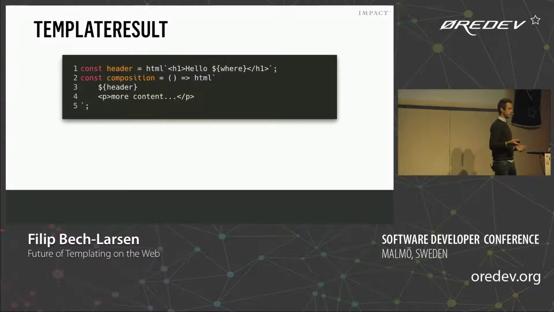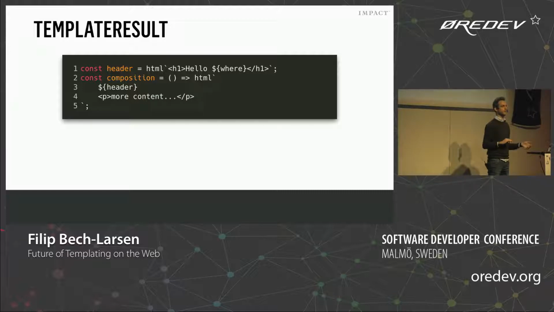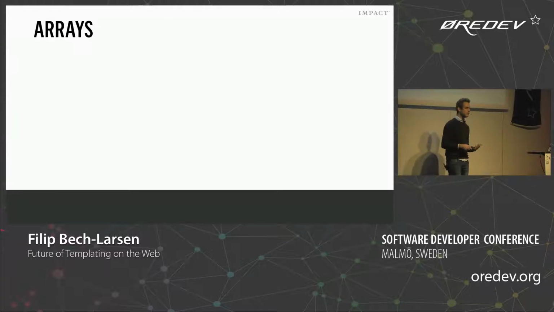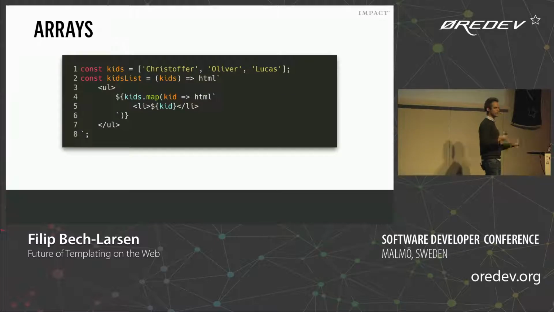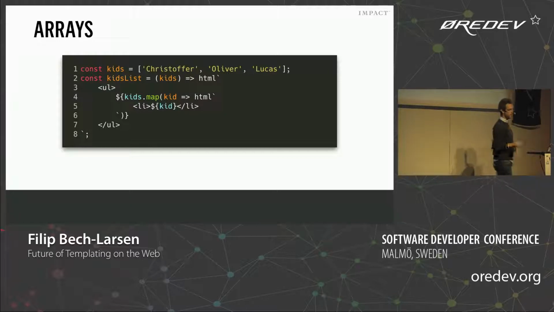And then it can handle template results. If we want to do composition, we can have the header in one file and the footer in another file, and we can import those, and we can put template results inside of our template literal. Then we can handle arrays. Arrays in themselves don't really make sense, but when you combine them with the composition story, we have something that looks again just like the JSX example, where we map over the list of kids, and the only difference here again is the dollar sign in front of the expressions.